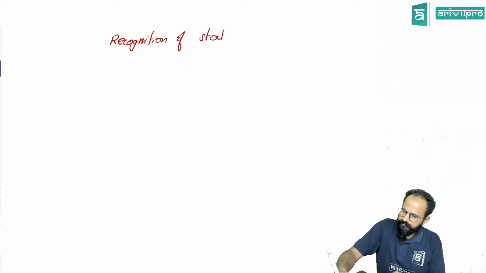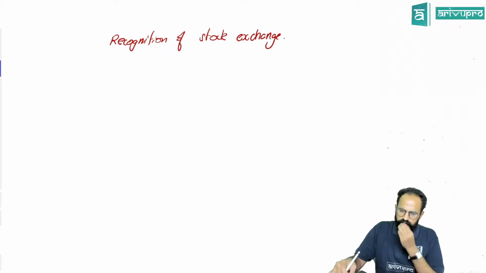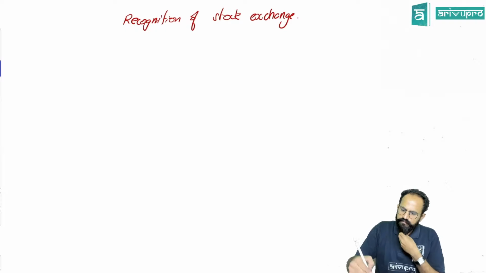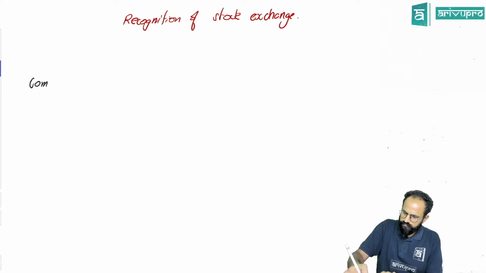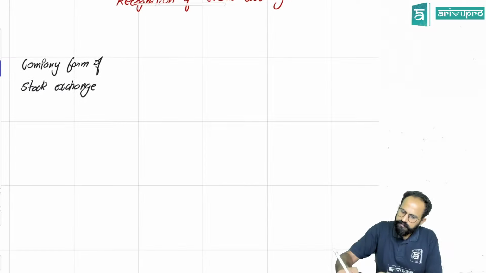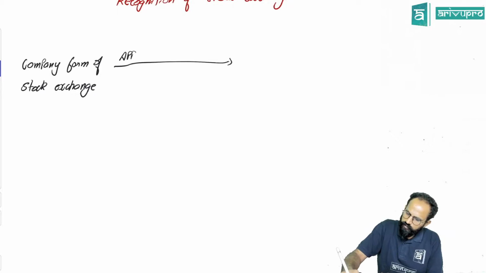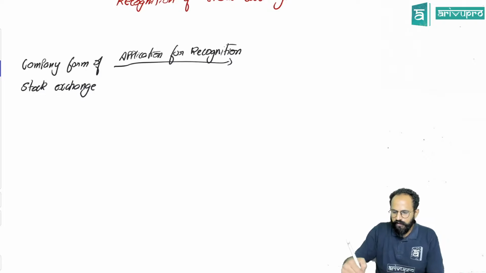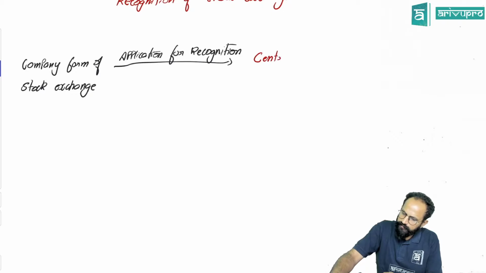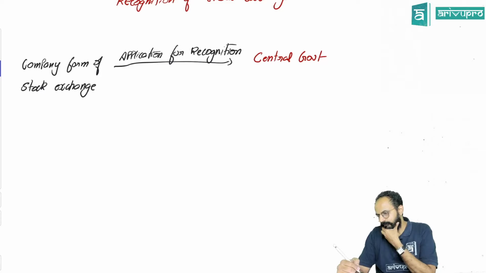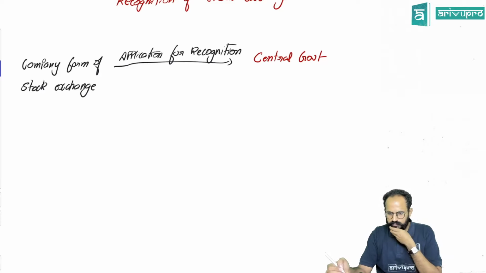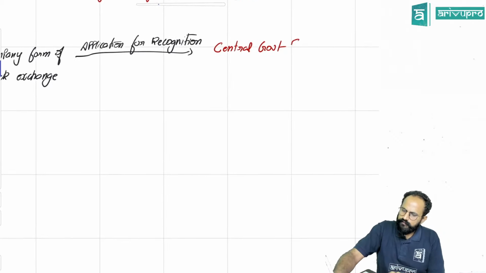Recognition of stock exchange. A company form of stock exchange. They have to file an application for recognition. But where will we file? We will file it with the central government. You can write now SEBI.